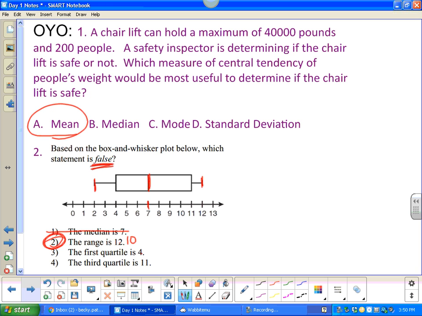The first quartile is at 4. There's your Q1. That's true. And the third quartile is at 11. That's true also. So the answer has to be the one about the range.